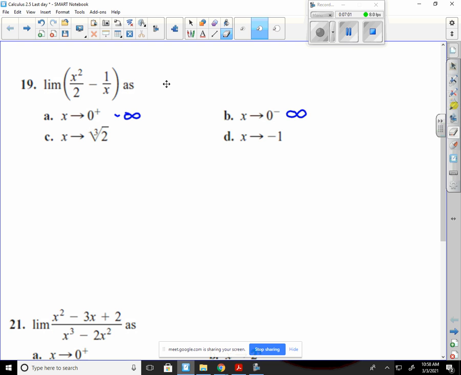For part C, it's a little more complicated because it's not just 0. It's approaching the cube root of 2. So if I think about the cube root of 2, the first thing I want to do is write that as a rational exponent. In other words, instead of the cube root of 2, that's 2 to the 1/3. Now, if it's 2 to the 1/3, if I plug that into this question, I'm going to square that over 2 minus 1 over 2 to the 1/3.